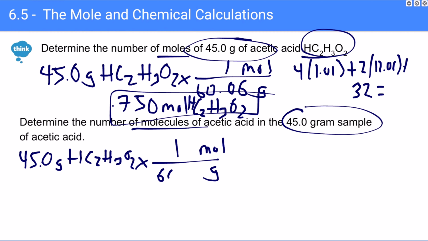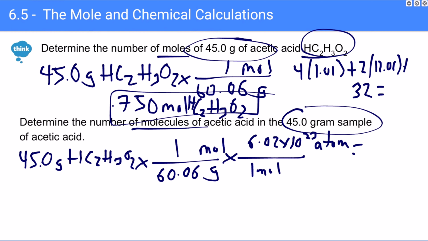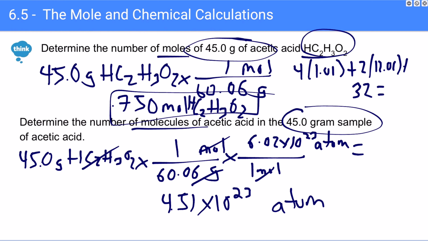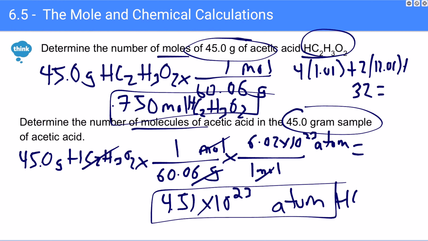So again, we're utilizing the molar mass we just calculated. And because we're going between grams and molecules, I need to make one more step and use Avogadro's number. Units cancel. We're just left with molecules. And again, go through and calculate. So 45 divided by 60.06, and we're going to multiply that by 6.02 times 10 to the 23rd. Round to 3 sig figs, we end up with 4.51 times 10 to the 23rd. Always write your chemical as well.